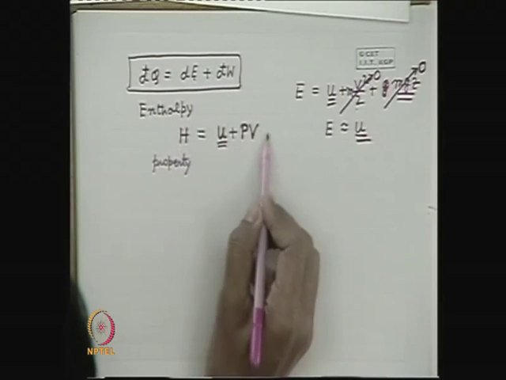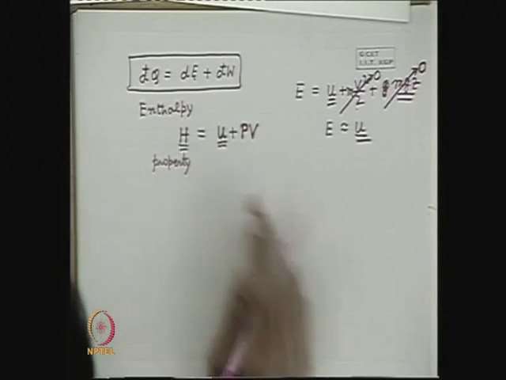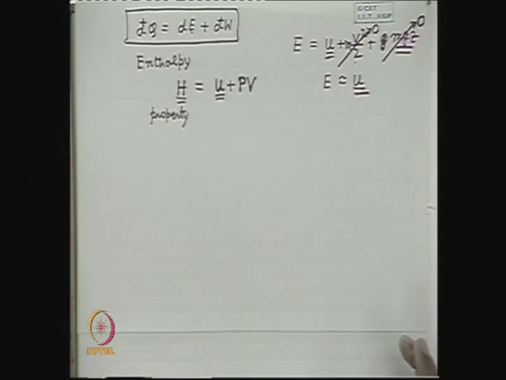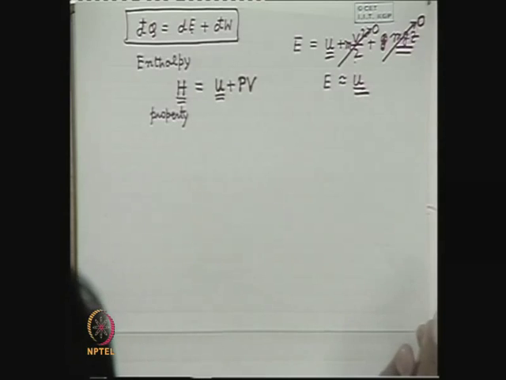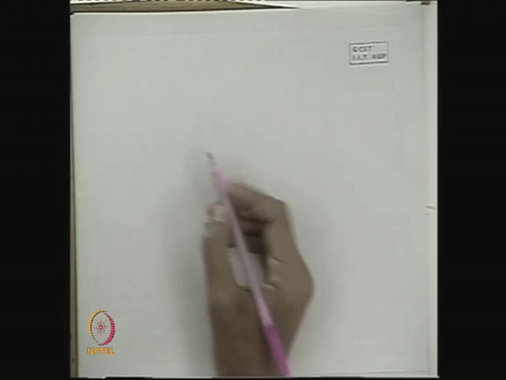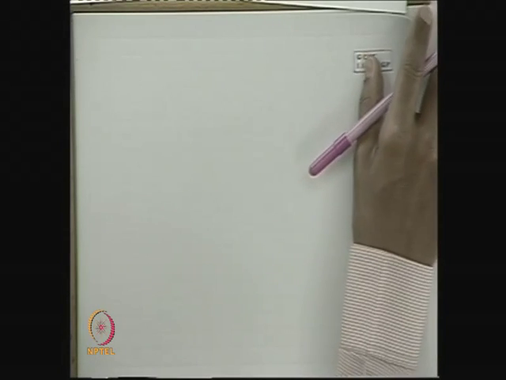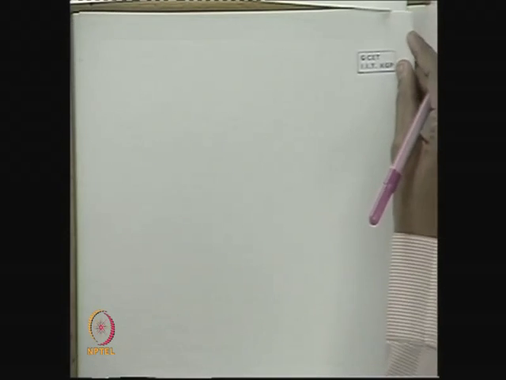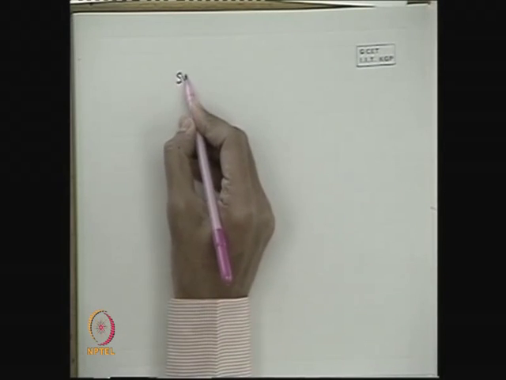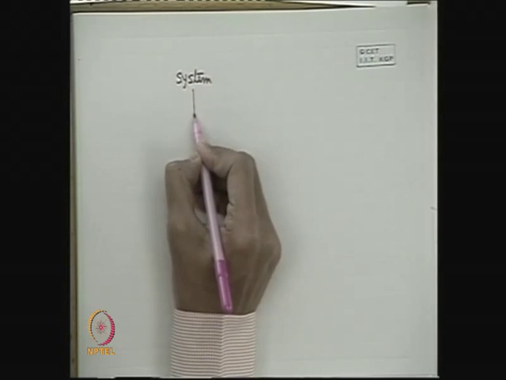For example, this enthalpy. If we see the physical significance of this enthalpy parameter, this property enthalpy, we have to extend our first law to an open system or a steady flow system. So let us do that. We consider a steady flow system, or an open system. But before that, I think I should tell you the different types of system. So how do you define a system? And there are two types of systems.